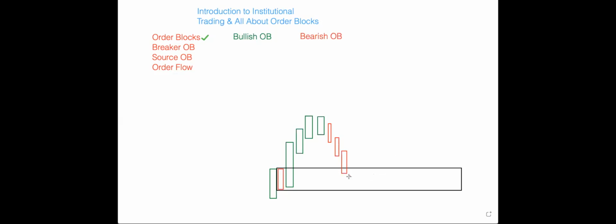But if we see the price action coming down and closing below this order block, in that case this order block became invalidated. So it's not going to be valid anymore. And of course, the market order flow in this case is going to change to the down move.